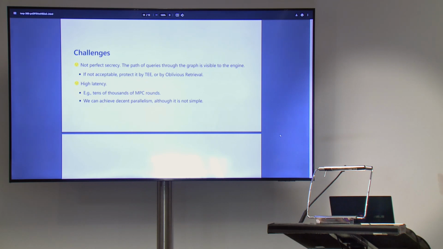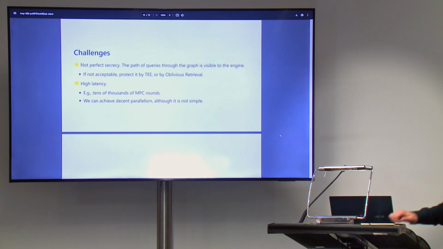Okay, challenges. We do have some leakage, so we leak the path of the search queries through the graph, right? Because we reveal those Booleans, go left or go right, and whatever system does the search is going to see these Booleans and the path through the graph.